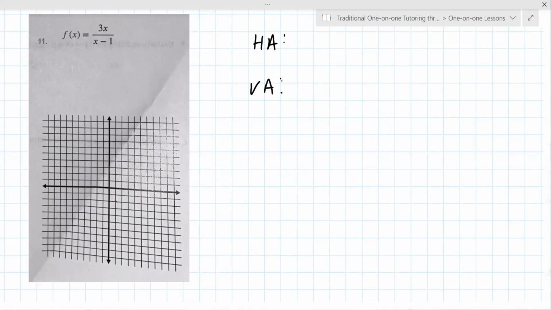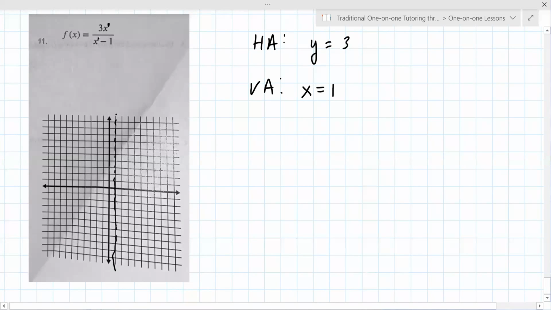So the vertical asymptote will be x = 1. Okay, agreed. So I'm going to draw that in. And the horizontal? y = 3. Yes, because the degree of the numerator is 1 and the degree of the denominator is 1. We got it there. So it's y = 3. So that's here.